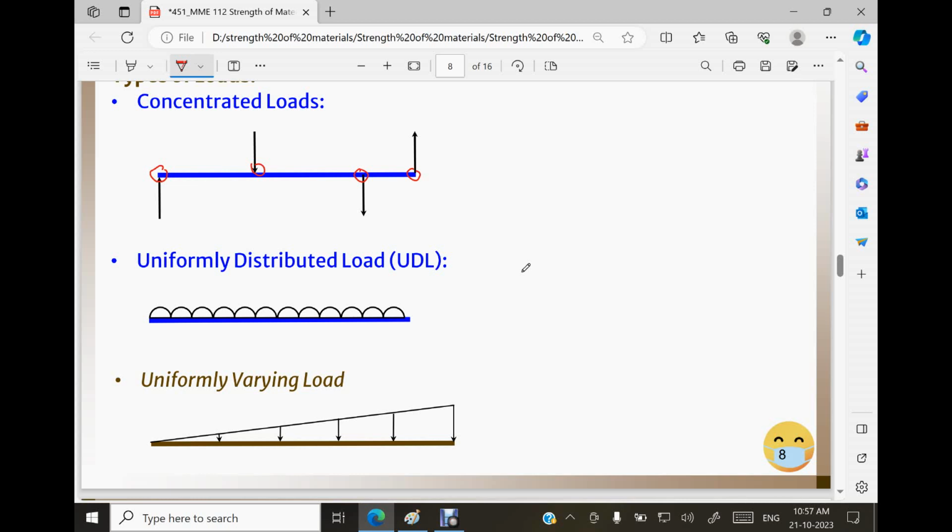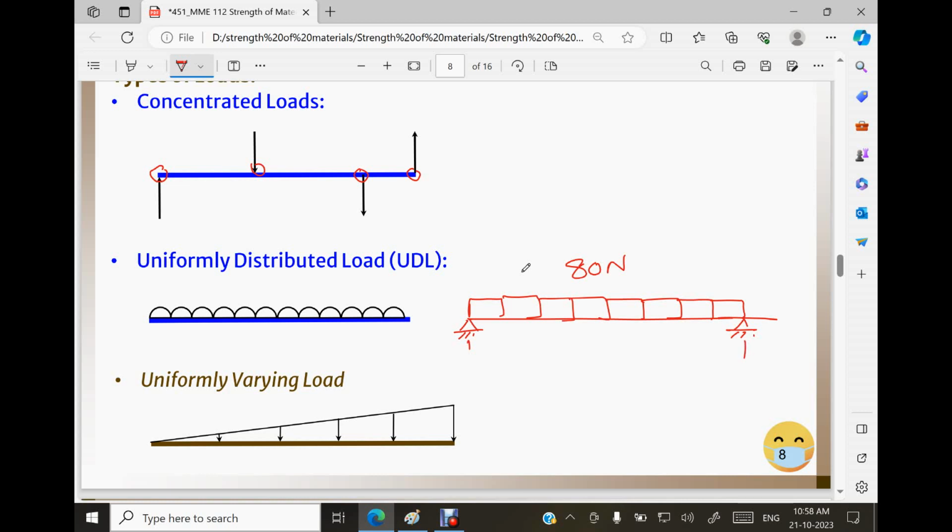Uniformly distributed load. You have a beam. On this beam, you have kept small blocks, you can say concrete blocks, okay? Each block, let us say each block is 10 newtons. If it is 10 newtons each block, then how many blocks are there? One, two, three, four, five, six, seven, eight. You have got 8 blocks over here, okay? 8, each block is 10 newtons means 80 newtons you have got.